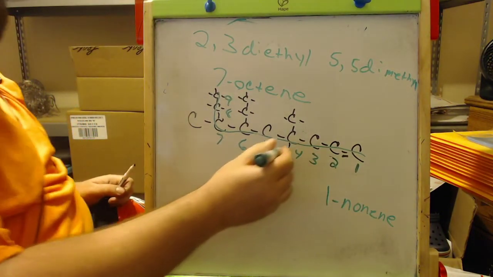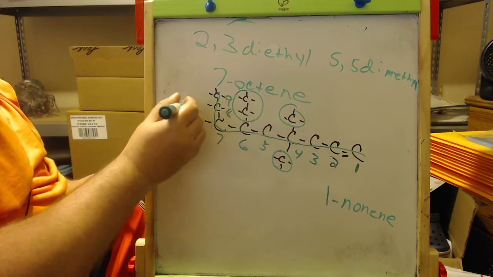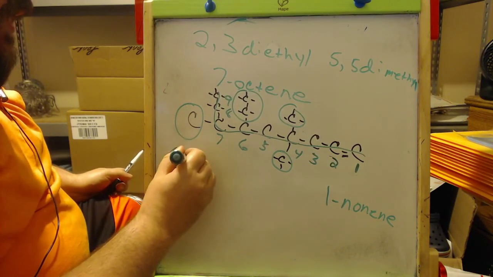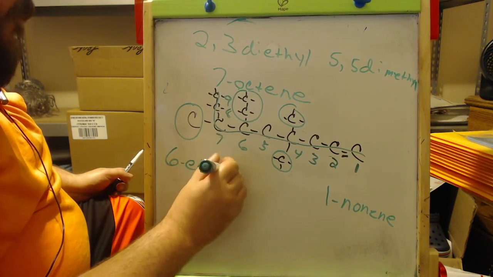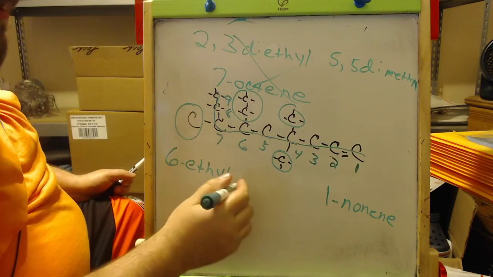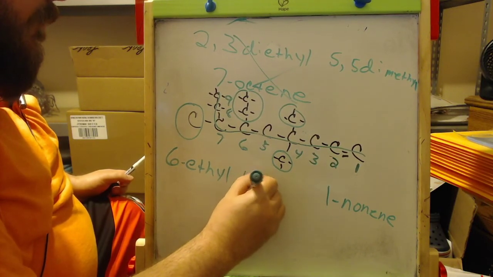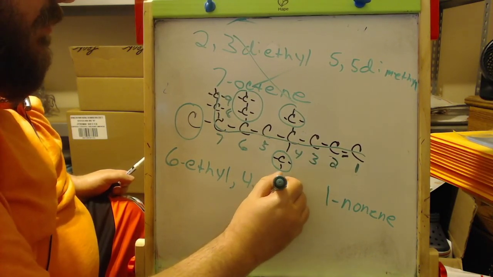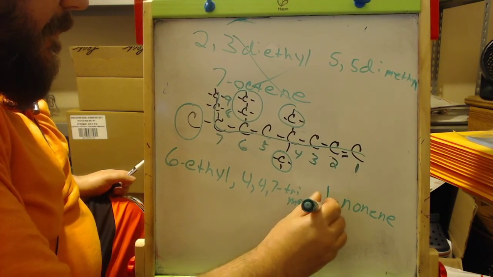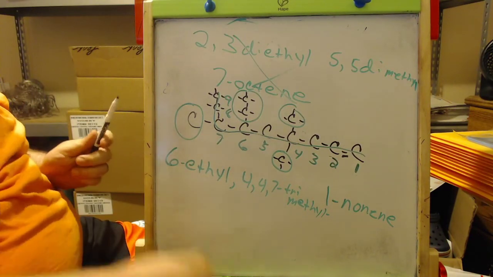Now, what else do I have? I have a methyl group and a methyl group. I have an ethyl group here and a methyl group here. So I've got 6-ethyl. So this is wrong. I have a 6-ethyl, a 4, 4, 7 trimethyl, 1-nonene.